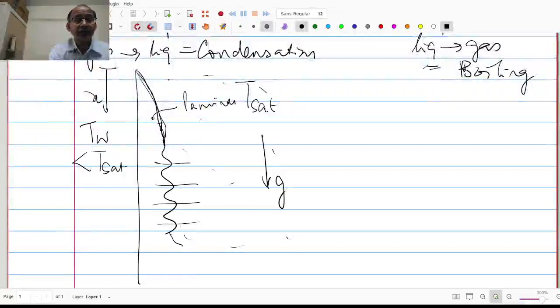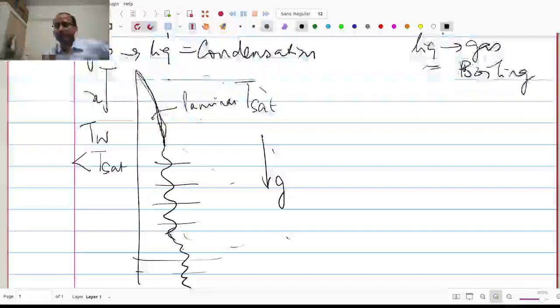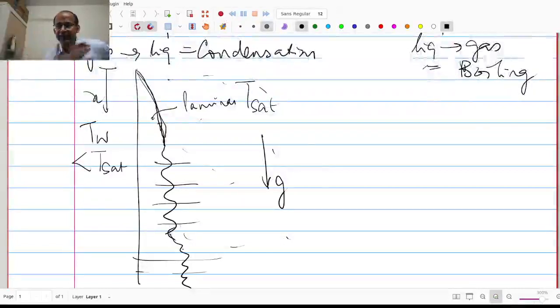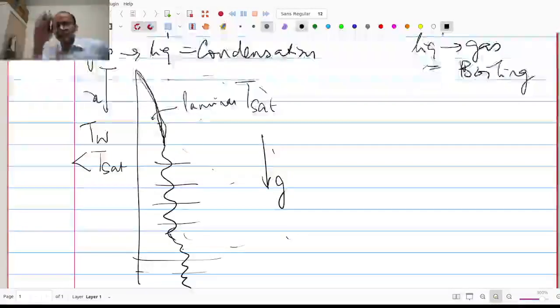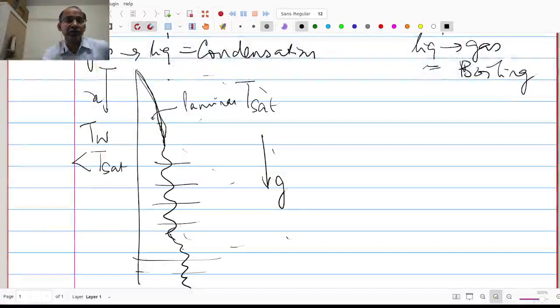So you get a pattern where the spacing between the waves does not remain uniform, but it starts varying. So if I look at any point in space, the spacing between different waves has different values at different locations. And if I look at one location with time, the rate at which the waves pass through that is also not as uniform as it is in the wavy region. So here it is wavy, here it is turbulent.